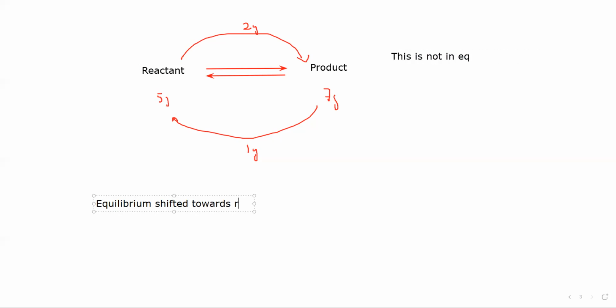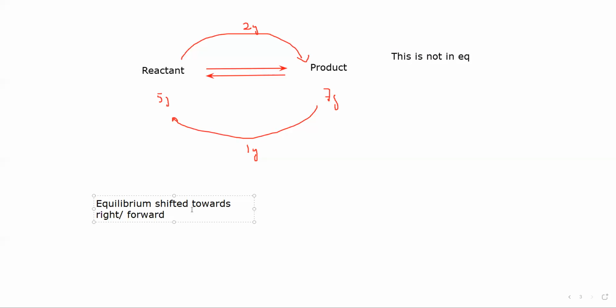Towards right or forward. And if equilibrium is shifted towards right, how the equilibrium is shifted, that is the next topic. We will discuss how the equilibrium can be changed. There are different factors which affect the equilibrium. But first, you should understand the condition that it may have equilibrium, or it may not be in equilibrium.